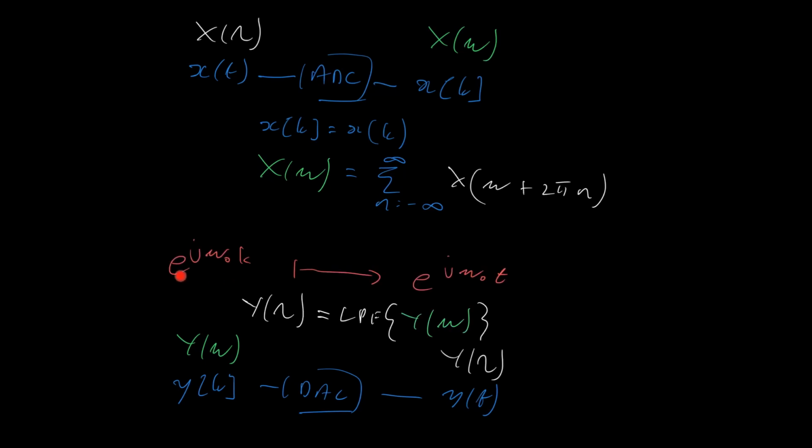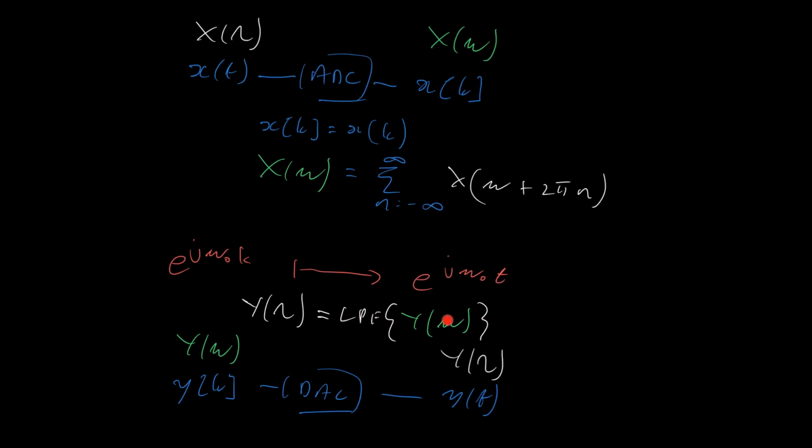At the start of this chapter, we explained that if we've got e to the j omega naught k going into our D/A converter, then provided omega naught is between minus pi to pi, the signal coming out is just given by replacing k by t. And so this means that the Fourier transform of y of t is just given by low-pass filtering the discrete-time Fourier transform of y of k.